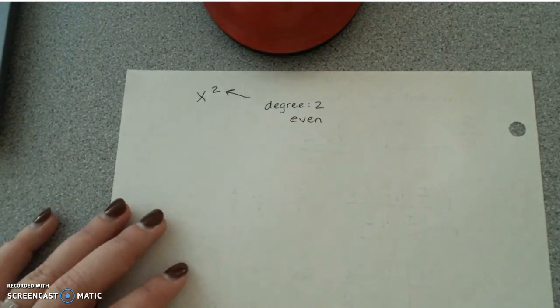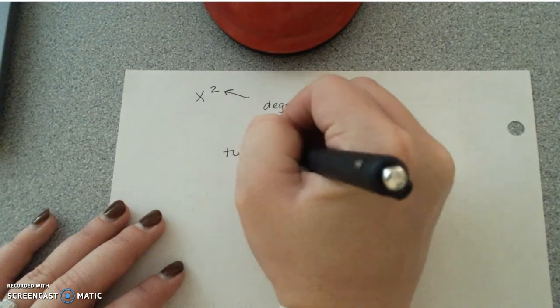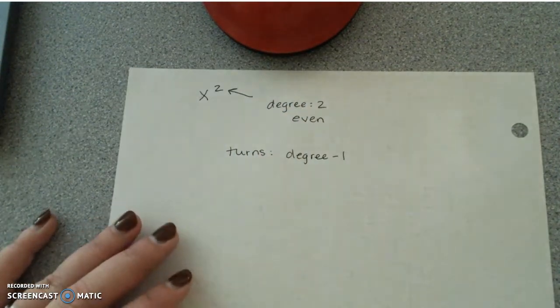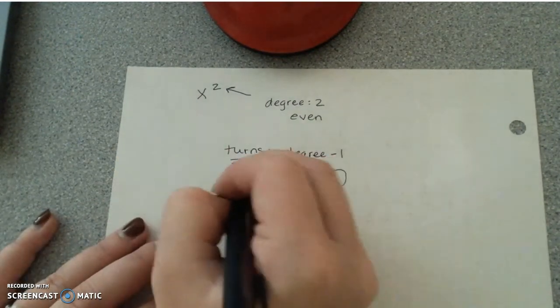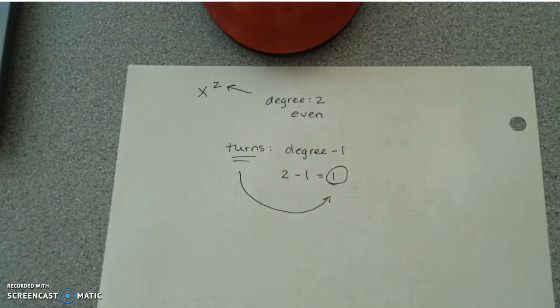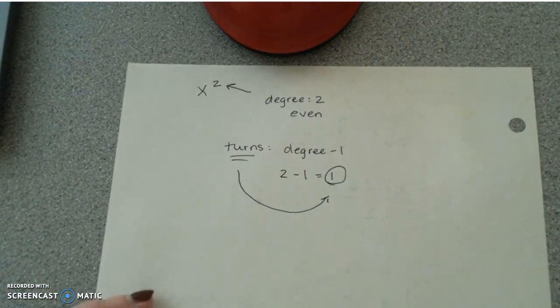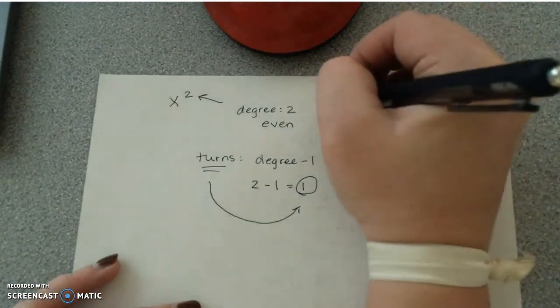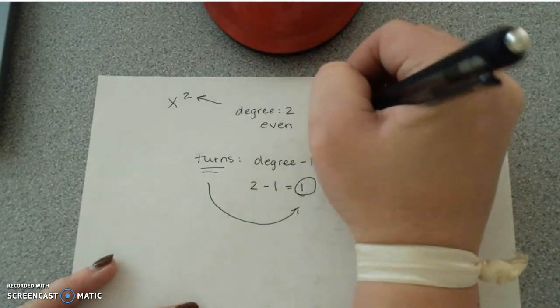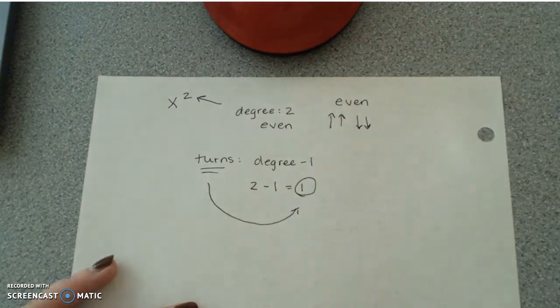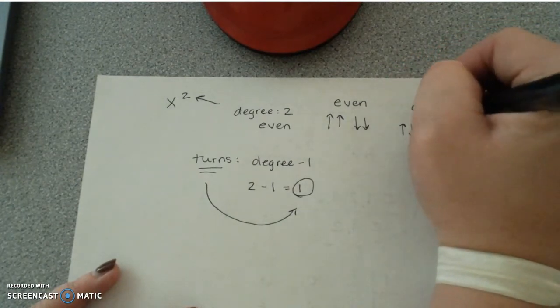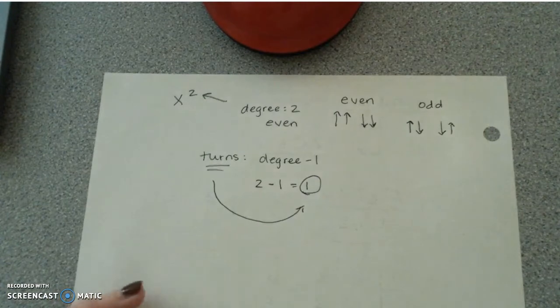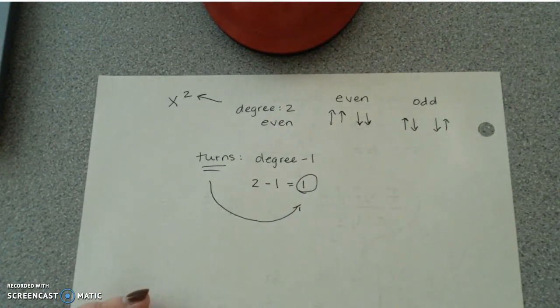The amount of turns the graph can take is my degree minus 1. So I'm going to say 2 minus 1 is 1. So that's my number of turns the graph can take. Then there's the shape of the function. So remember, even functions point in the same direction, so either both up or both down. Odd functions point in different directions. The way that they point depends on the leading coefficient.